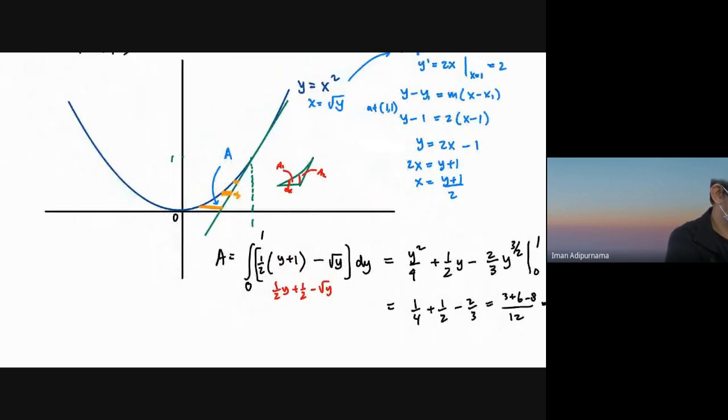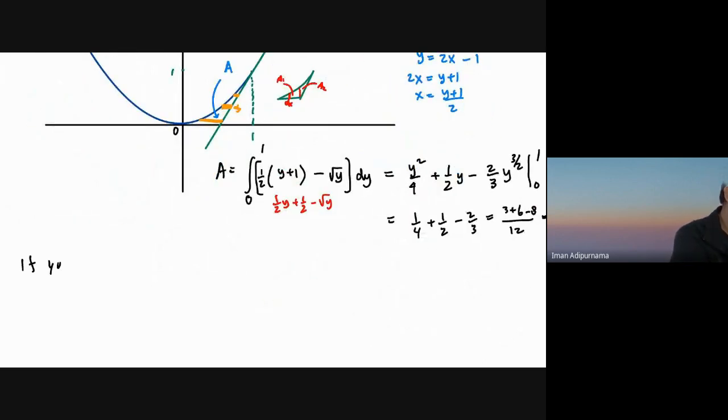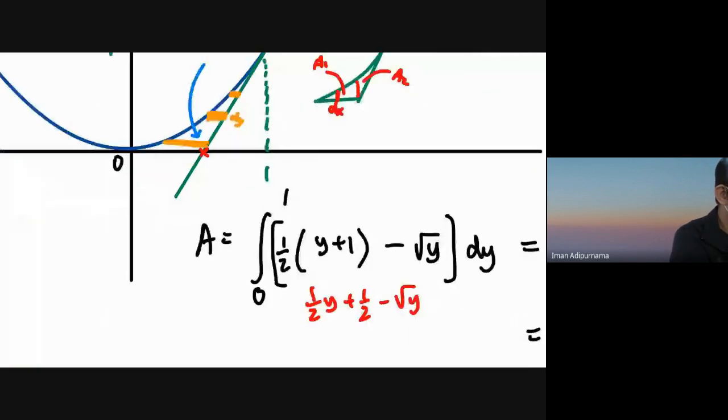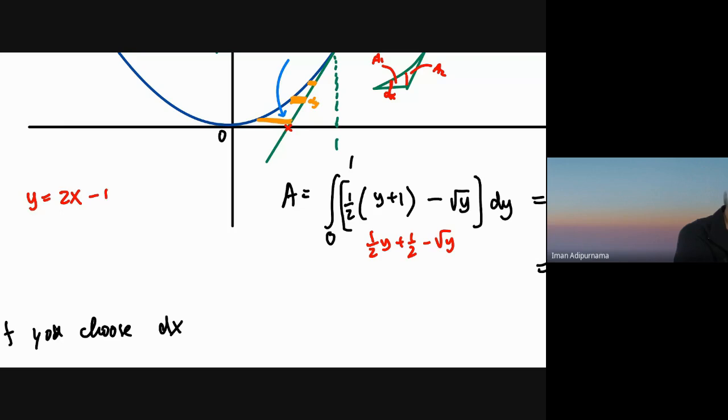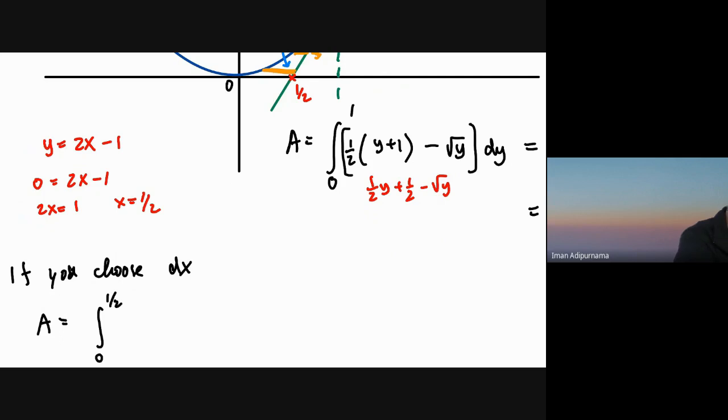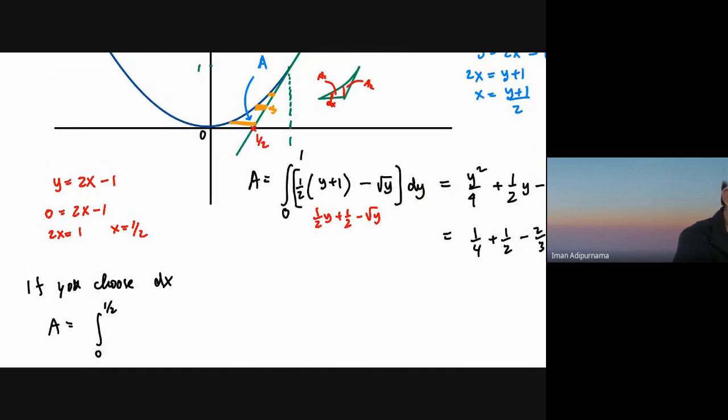And now if you choose the dx, the area will be, we need to find this one first. We can find that this is x squared.